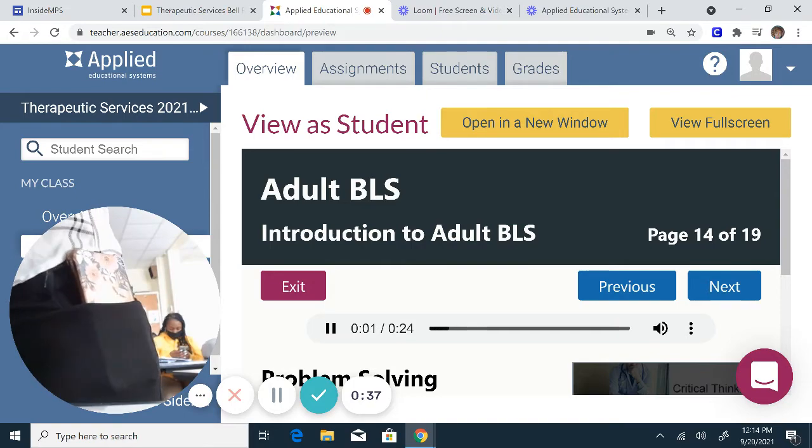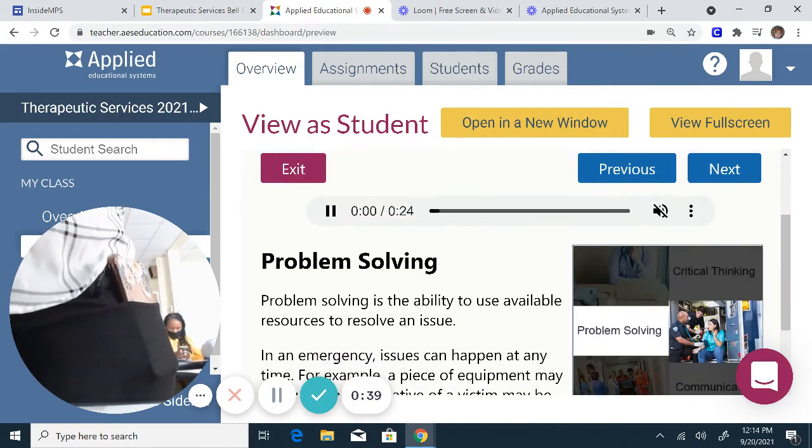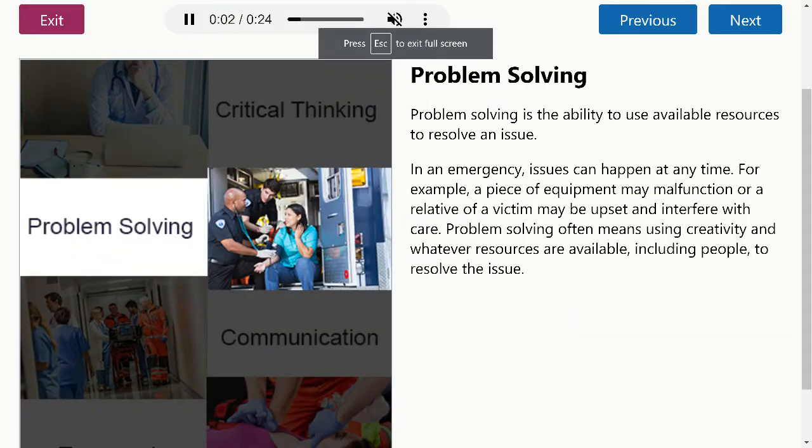Problem solving. All right. Have a seat, because y'all going to be standing up in just a minute. All right.